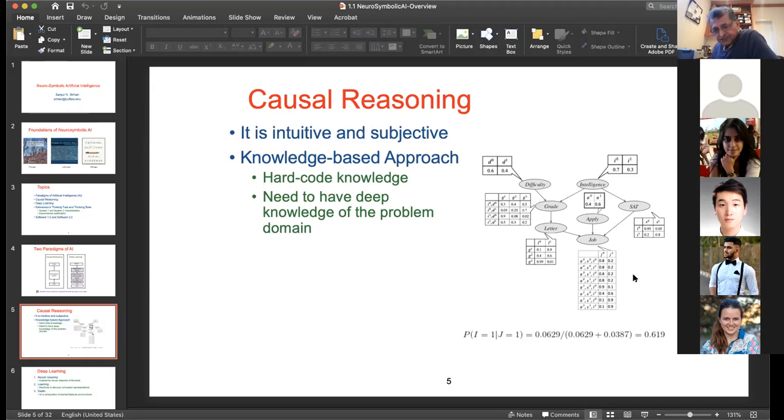Then we ask the question: if you observe that the student received a job, what's the probability that the student is intelligent? You'll have to multiply these probabilities appropriately, like the probability of I equal to 1, intelligence equal to 1, given J equal to 1, job equal to 1. It has to be reasoned through all of this, and we say the probability the student is intelligent given the student got a job offer is 0.619, 61% probability. And that is the reasoning, the inference part of it.